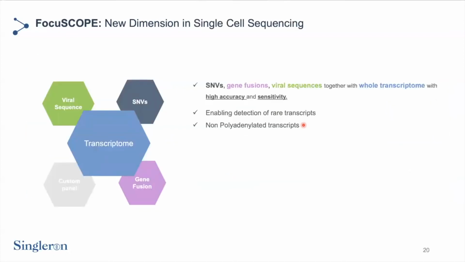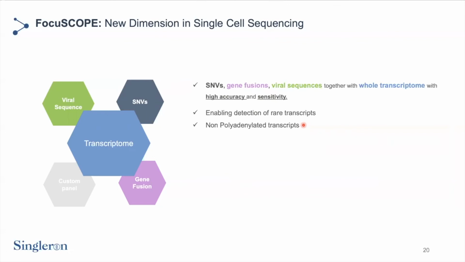With this one slide, I want to explain what ProMoSCOPE is about. ProMoSCOPE can detect gene fusions, viral sequences, and single nucleotide variants together with the whole transcriptome. So this is very important. That's why it is very different from other targeted panels, because with the other targeted panels, you're not getting any genetic information or gene fusions, etc. With ProMoSCOPE, we do this thanks to our unique barcoding beads. We do this with high accuracy and sensitivity.